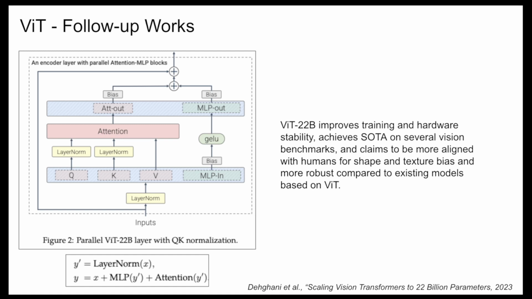So ViT-22B improves training and hardware stability. It achieved state-of-the-art results on several vision benchmarks and is claimed to be more aligned with humans for shape and texture bias and more robust compared to existing models based on ViT.